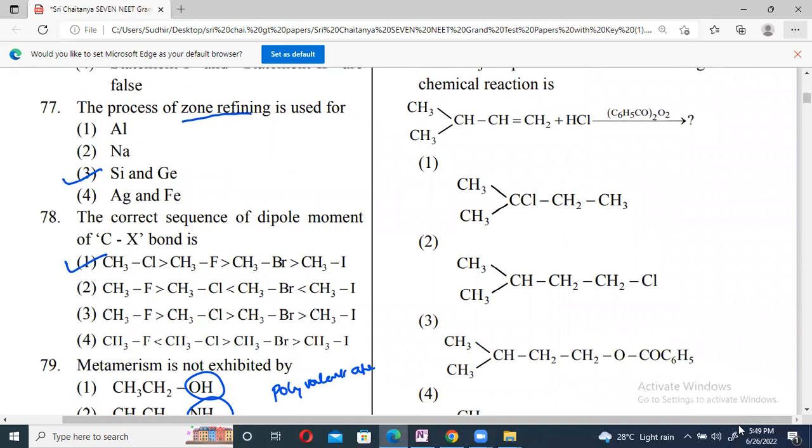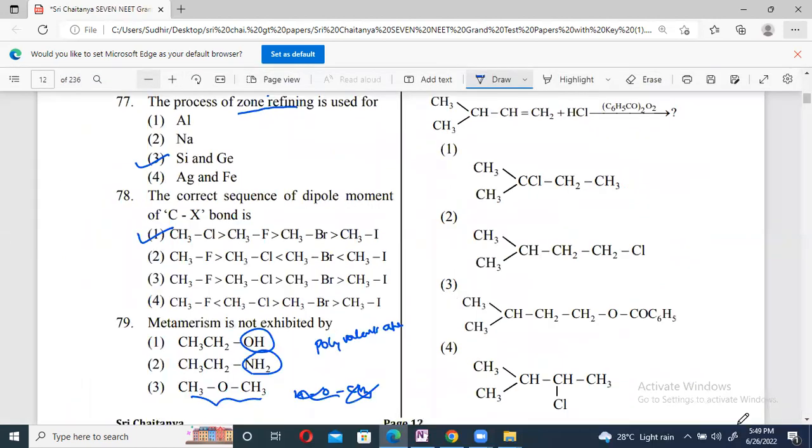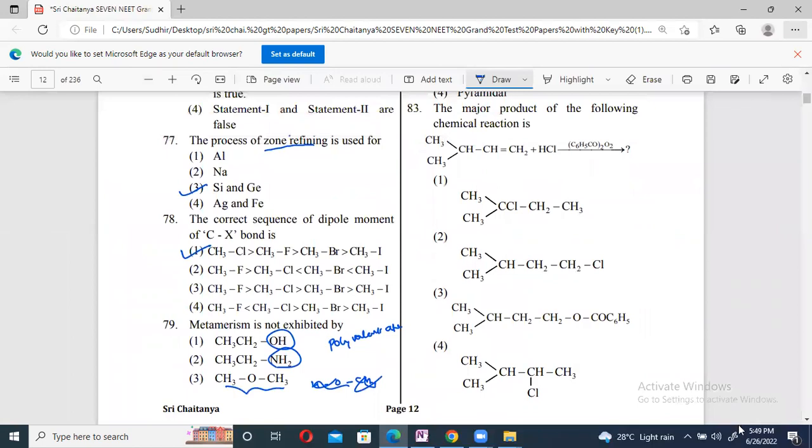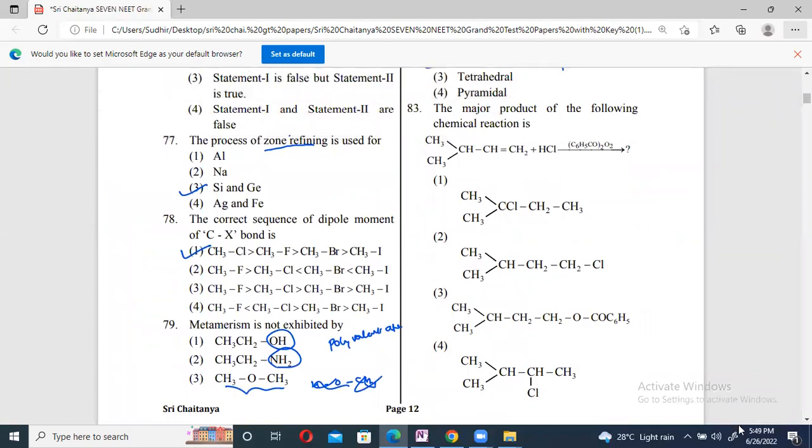83, I should minimize it. The major product of the following reaction is, see beta, here benzoyl peroxide is there, addition of HCl is there. Peroxide means the anti-Markovnikov rule, which can be applicable only with HBr, but HBr is not given, it is HCl. So the positive part of the attacking reagent attaches itself to the carbon having more number of hydrogen. So our H plus goes here, right? I got the carbocation here. Then as we got the carbocation, what will happen, beta? Rearrangement takes place. Methyl comes to here.